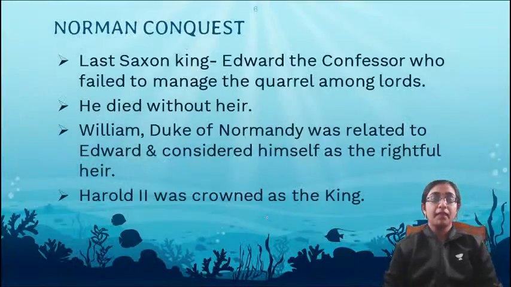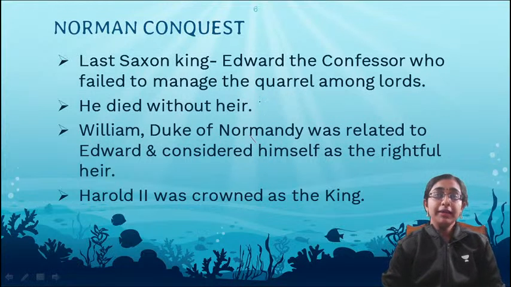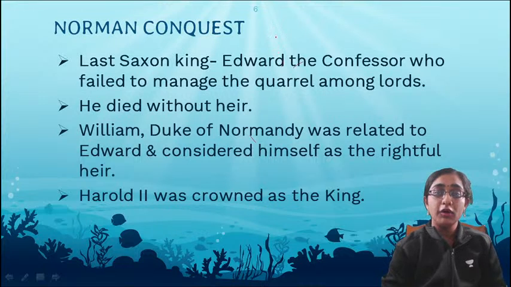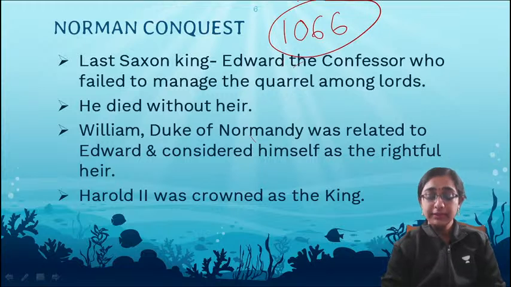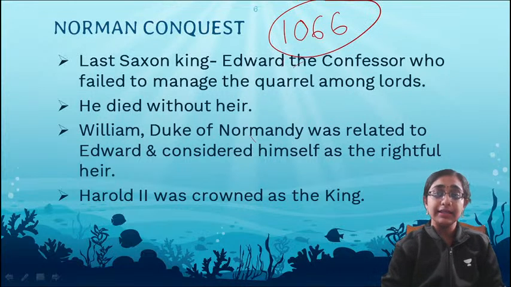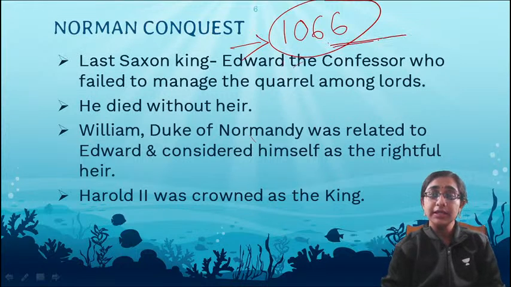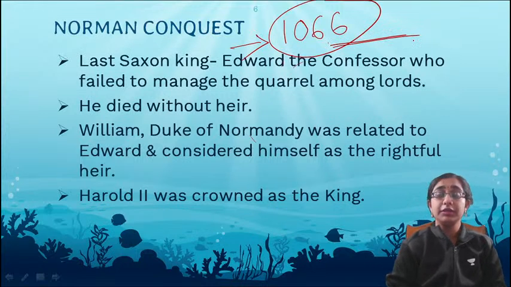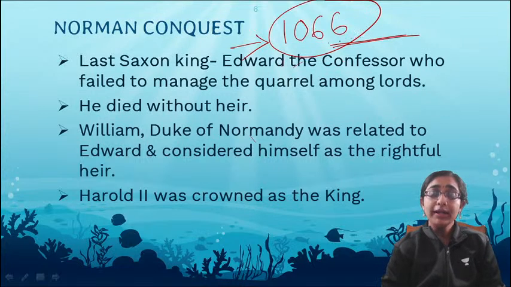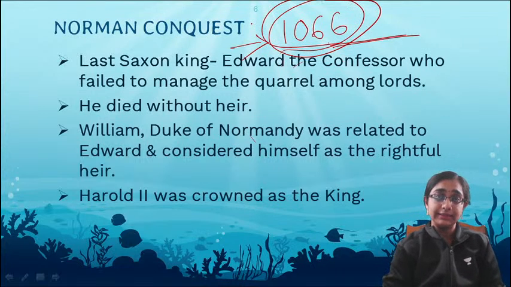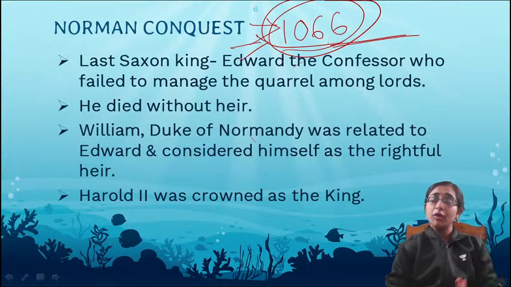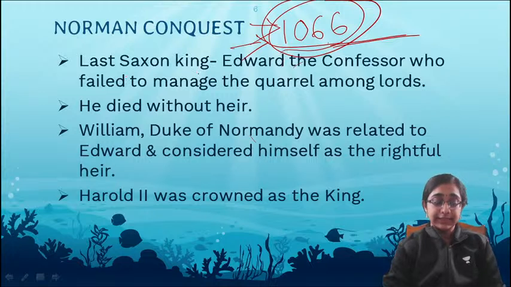Now, a very important historical event during this period is the Norman conquest, which happened in 1066. Please remember, 1066 is a landmark year in the history of English literature, the very first important historical event, you may say. So what happened in 1066? Norman conquest. What is Norman conquest? What is the background? We will discuss in detail.